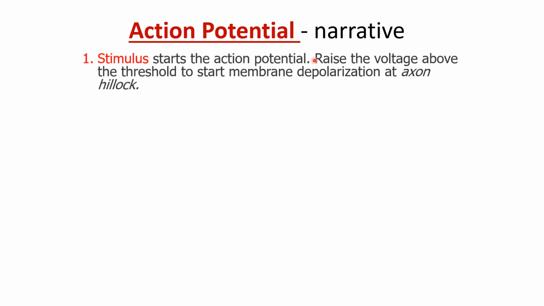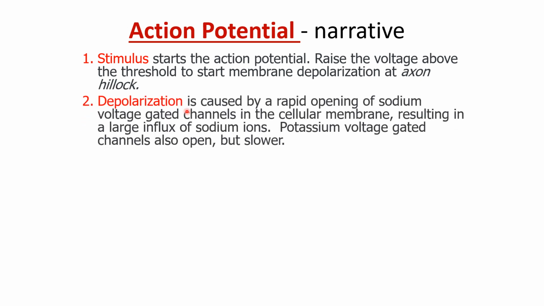So here's the narrative. Here it is in verbal form with no pictures. Just listen, take a note or two. We need some kind of stimulus that raises the voltage above that minus 55, that threshold, if you will. We have to cross the threshold to start that rising phase. And that happens at the axon hillock, okay? That depolarization will trigger a voltage change downstream, and it'll trigger the next action potential, the next patch of membrane. But that depolarization is due to sodium flowing in. That's positively charged, causes the voltage to rise.